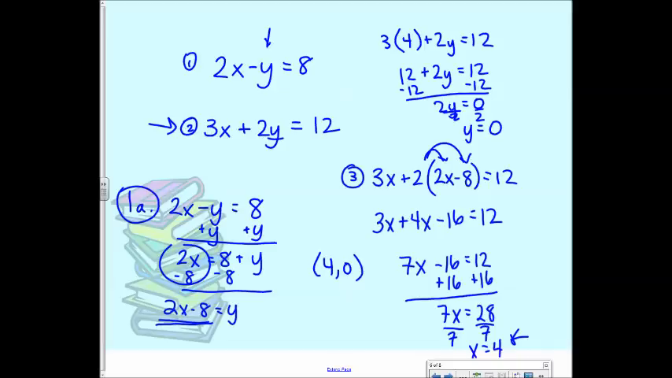And just to double check, I'm going to plug that back into my top one, and I'm going to make sure that works in equation number 1 as well. So 2 times 4 minus 0 equals 8. 2 times 4 is 8, minus 0 equals 8, so that works because that's correct.